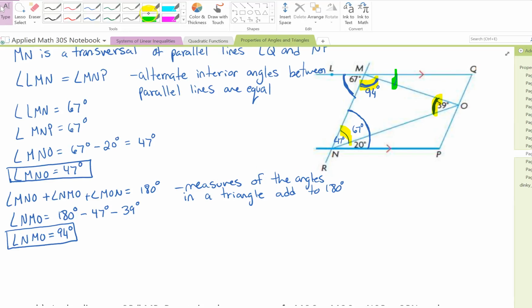For this angle, we can use the fact that all three of these angles here are sitting along a straight line, right? Here's our straight line. And because they're all sitting along that straight line, they are all supplementary and they add up to 180 degrees.